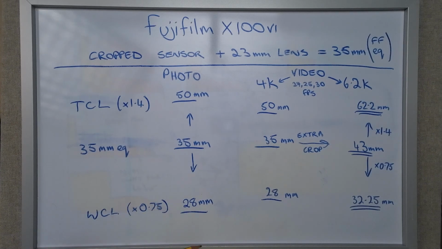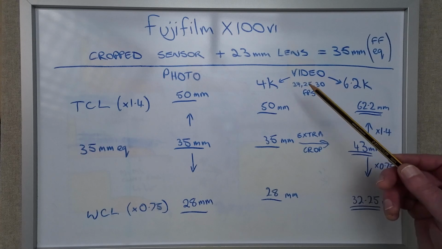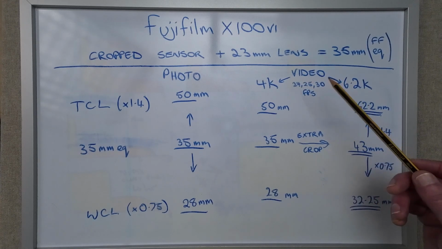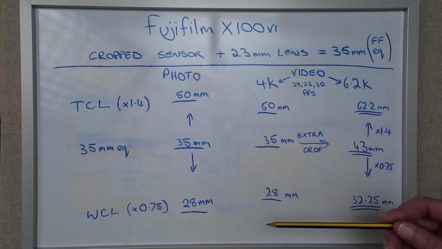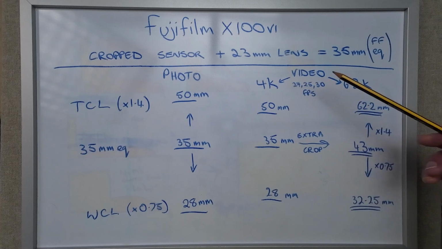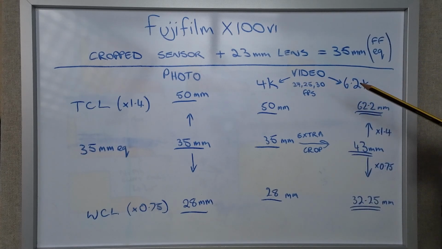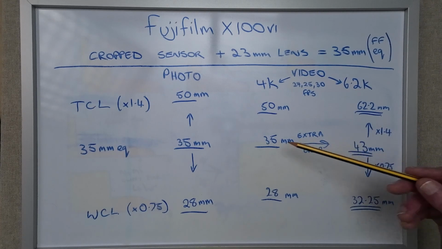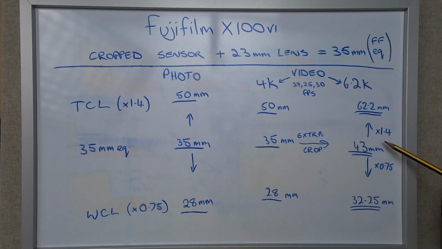Now when we get to video, with a frame rate of 24, 25 and 30, in 4K these lens equivalents are the same. If we shoot in 24, 25 and 30 in 6.2K, there's an extra crop factor. So the 35mm becomes a 43mm.